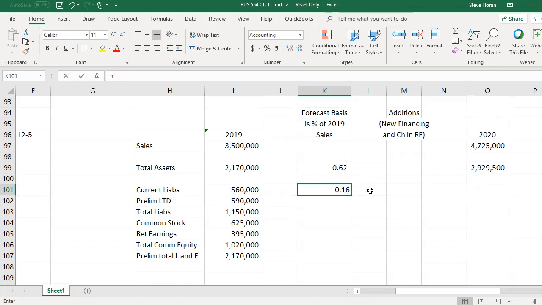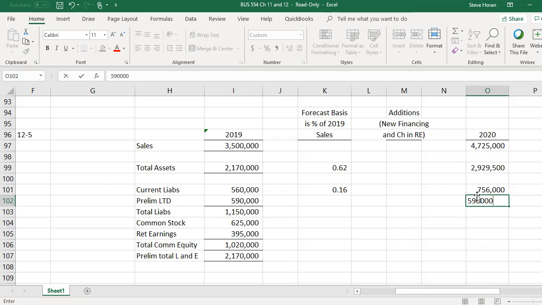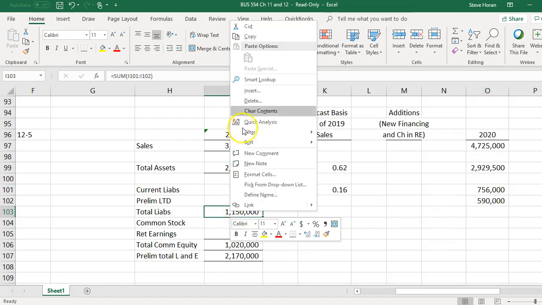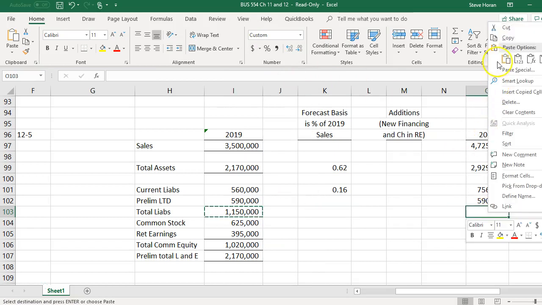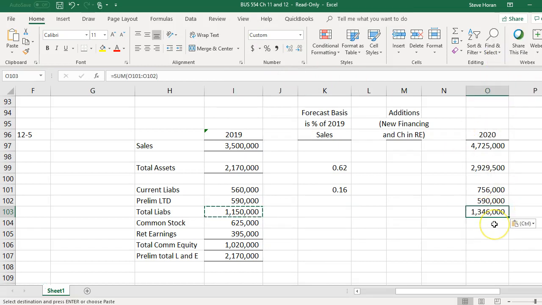Same thing with current liabilities. I just take that 560, divide it by sales, and I get 0.16. I can take that 0.16, multiply it by the new sales number, and I've got my new current liability number. We're not going to take on any new long-term debt at this point, so we're just going to keep that for now at 590. So I've got my total liabilities number. I'm just going to copy and paste this over so you see it. For now I've got 1346.